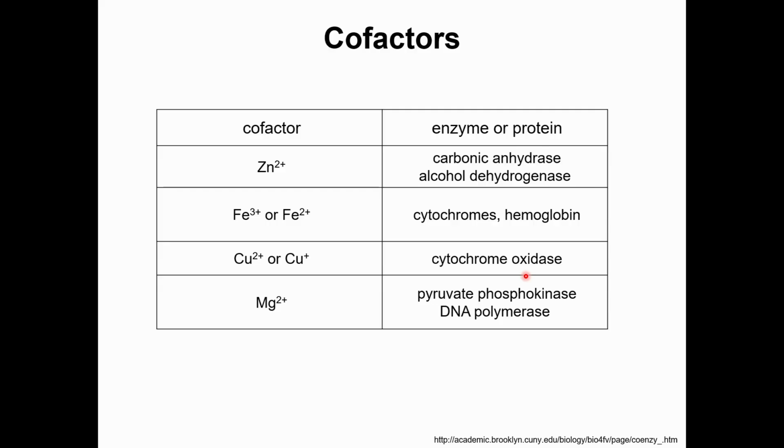So cofactors are critical parts of the enzyme, but they're not the enzyme itself, because enzymes are proteins, right? So they have genes, they're encoded in DNA, then you make RNA, then you make the protein. But of course, the genetic code doesn't specify for metals to be included in the protein. So we consider these cofactors.